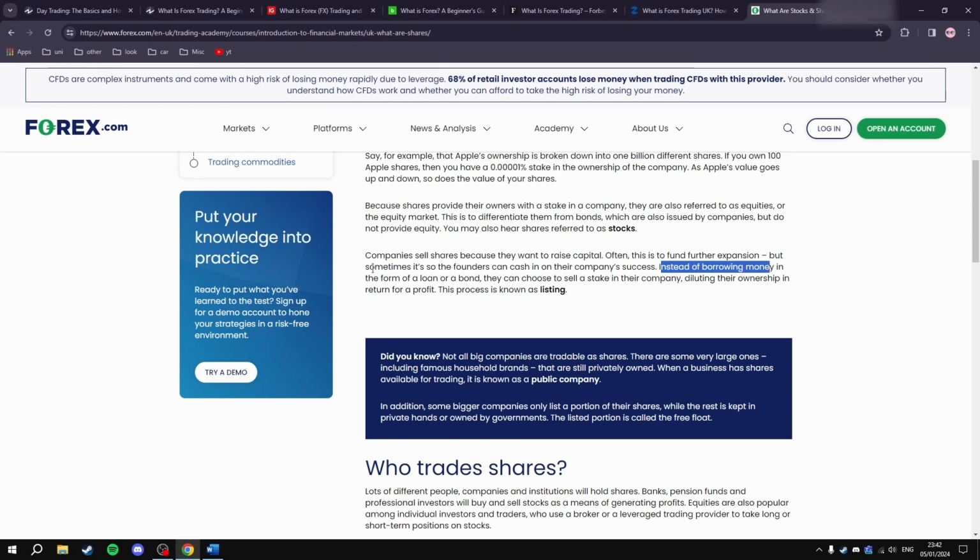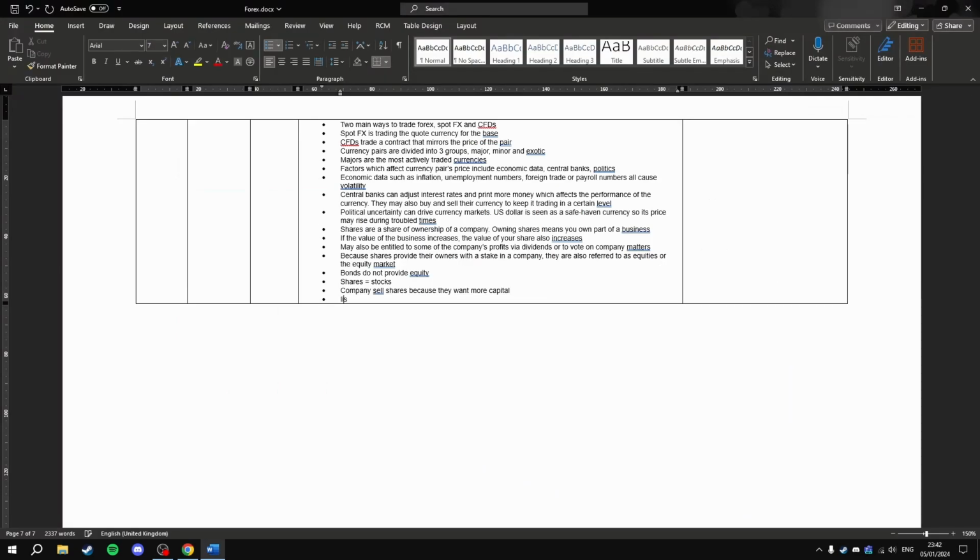Instead of borrowing money in the form of a loan or bonds, they can choose to sell a stake in their company, diluting their ownership in return for a profit. This process is known as listing. So listing is when the owner of a company sells its shares to make a profit, right?